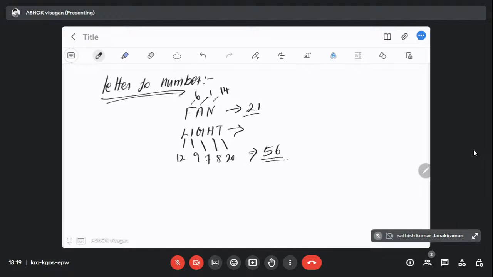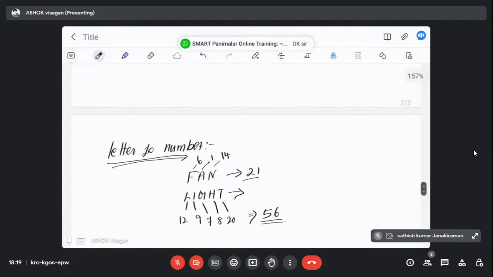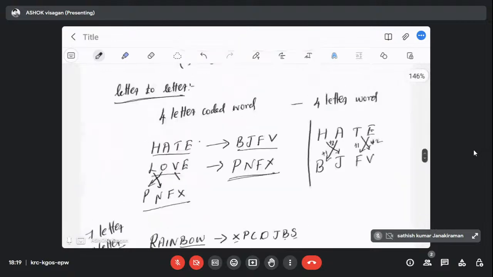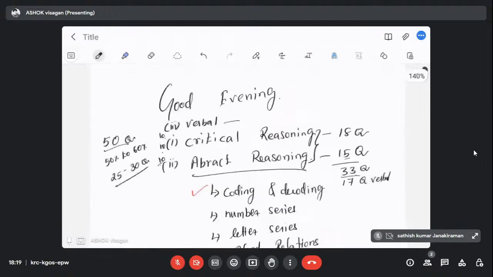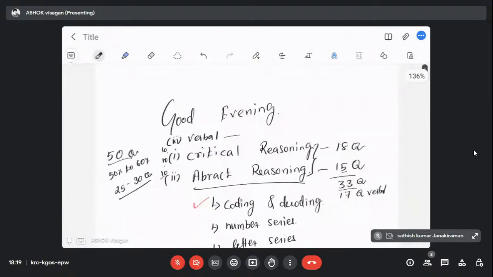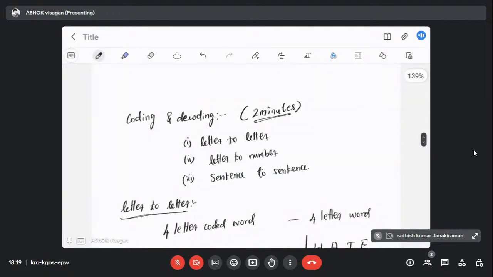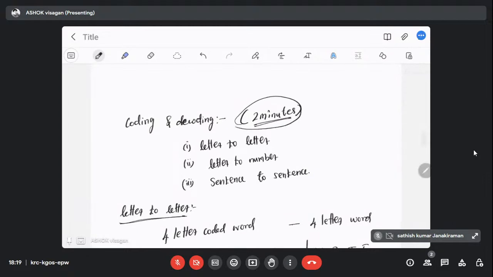This is letter to number. You have to be very careful with letter to number. Sometimes the question is not easy to find the answer for. It will take more time to solve it. So earlier I said, if any question takes more than 2 minutes, if you feel it is applicable, especially on coding and decoding. Not only in coding and decoding, in the entire abstract reasoning, try to be very careful. Abstract reasoning problems will take more time.